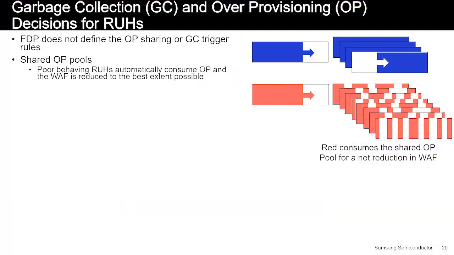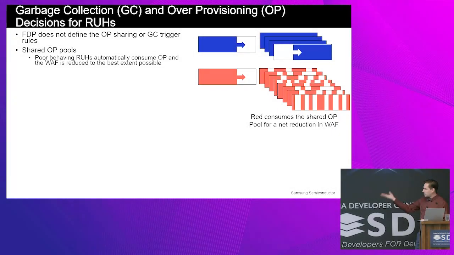The simplest is drawn here, and it's a shared over-provisioning pool, right? So if we had two different RUHs that are getting written, the blue and the red, the blue is writing sequential here, and you can see that it's very compact. It's deallocating, shown by the white growing on that one. So it's kind of a circular FIFO. It's very nice and compact, perfect WAF. We love that tenet.